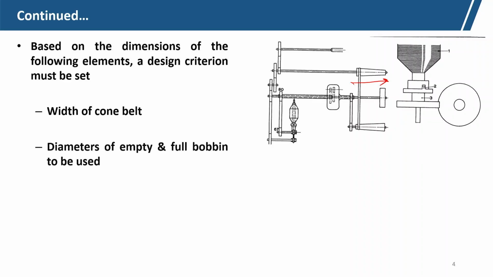Then, the diameters of the empty and full bobbin used. The empty and full bobbin diameters are to be considered, because if we want a very large diameter, the problem is that we have to shift the cone belt to a larger extent. That is not possible, so that is a limitation. We have to decide this total shift of the cone belt, and it is also related to the thickness of the bobbin roving.